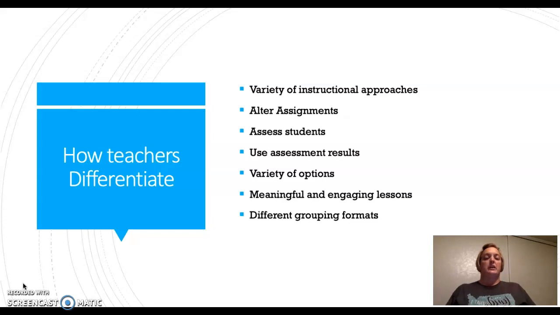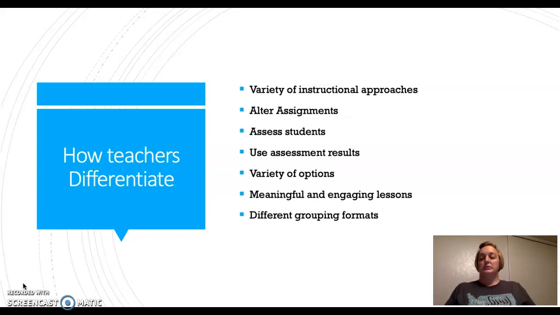Meaningful and engaging lessons. This means that the teachers have lessons that will inspire the student, that the student wants to take part in and engage in and be involved with. Because if they don't like the information, then they're not going to try and they're not going to make an effort to learn the lesson.